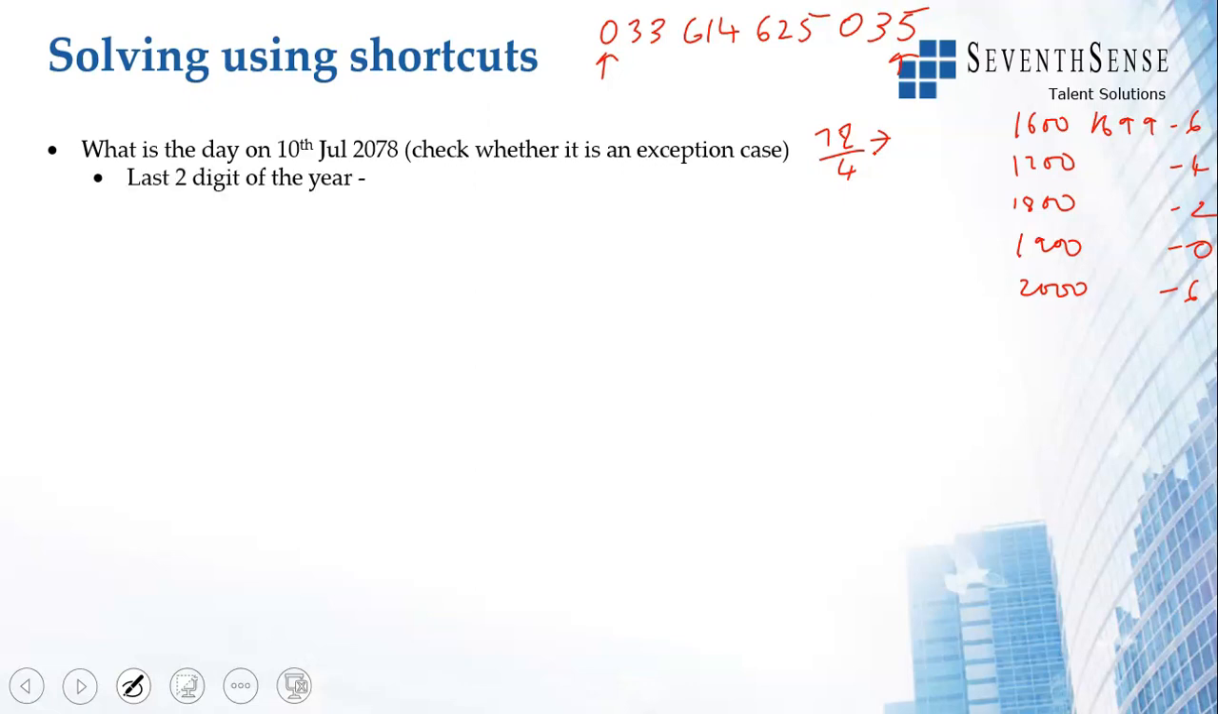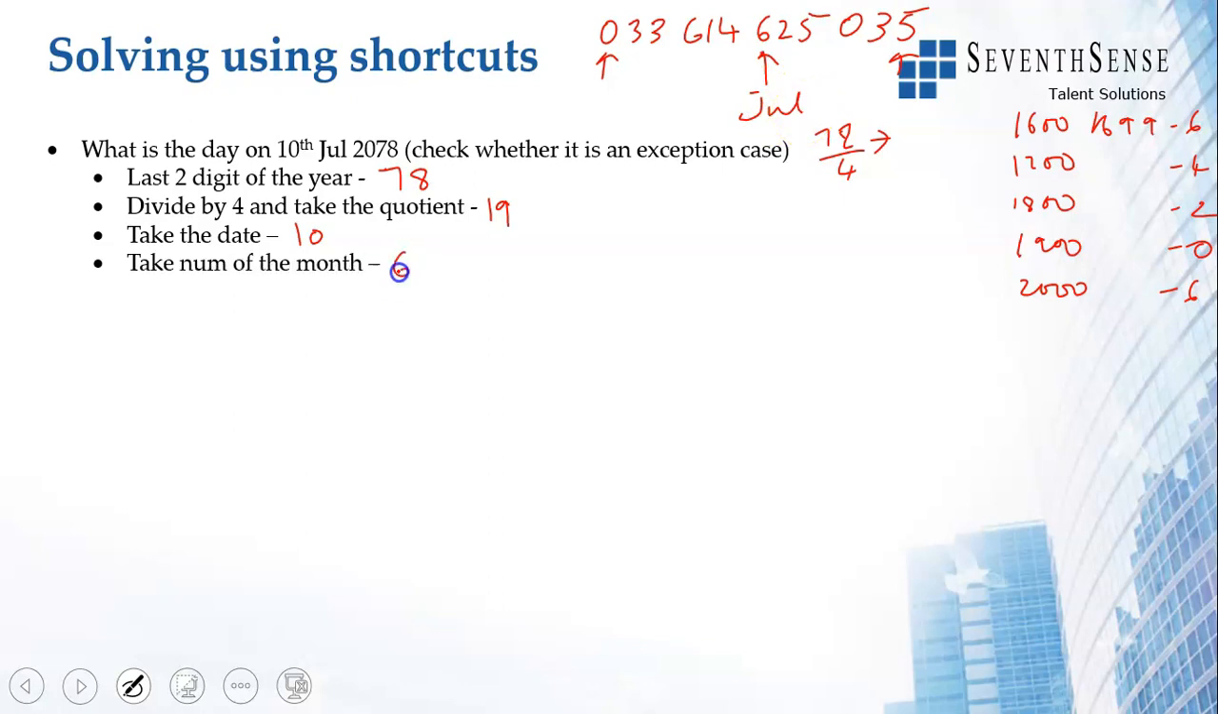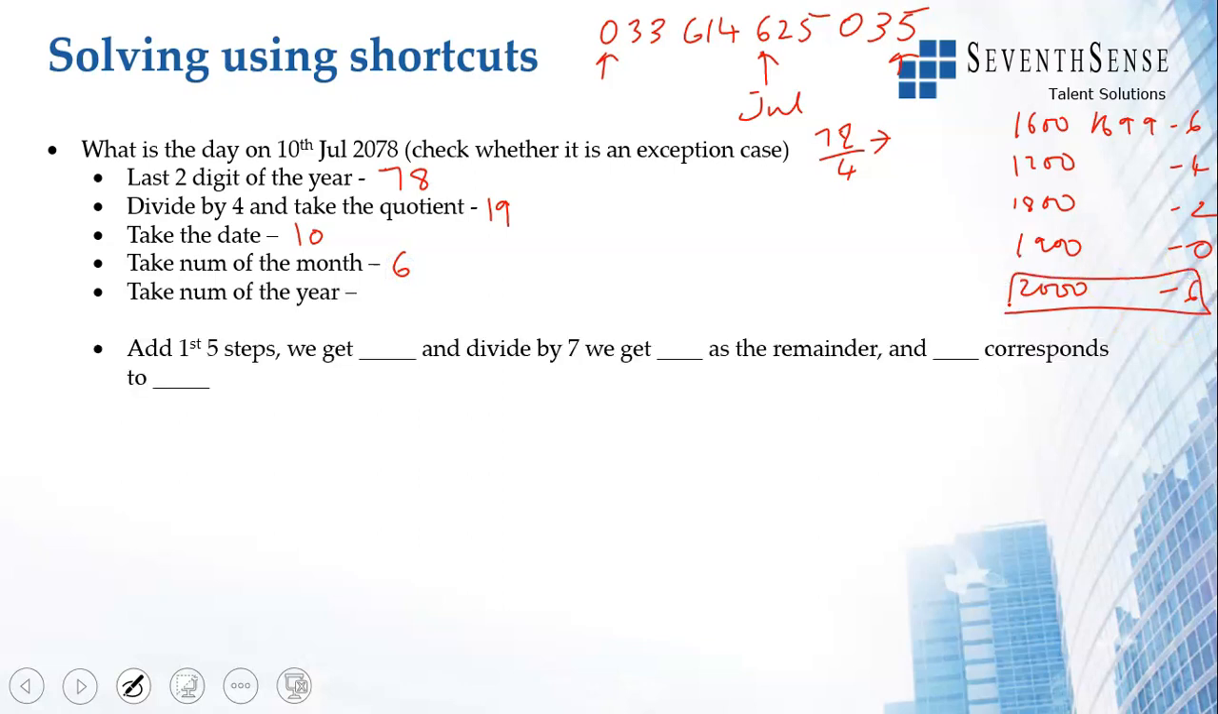First you add the last two digits of the year, 78. Then you add the quotient that you get when you divide it by 4, which is 19. Then you add the date, which is 10. Then you add the month code. So you know this is July. Okay, so July is 6. And then you take the year code, which is this. So you add 6 again.